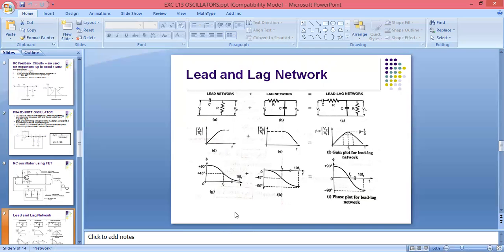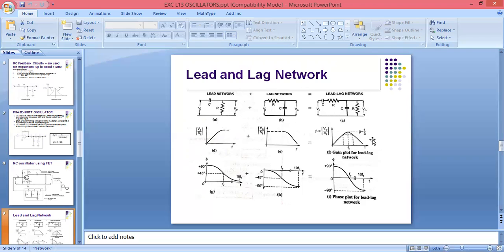And if in a circuit we use the resistor before the capacitor, then the gain decreases with respect to frequency. So we call this a lag network, because here the output voltage decreases, due to which the value of gain will be less. And if we are using a lead and lag network, lead means first the capacitor, then the resistor, and again I use a resistor before the capacitor. So we can say we are using a lead and lag network.